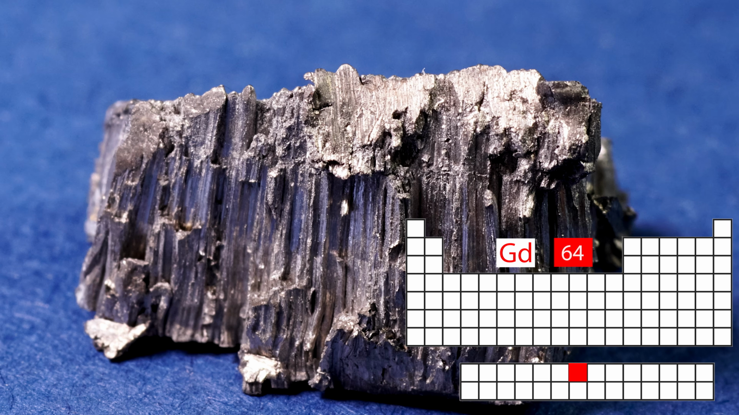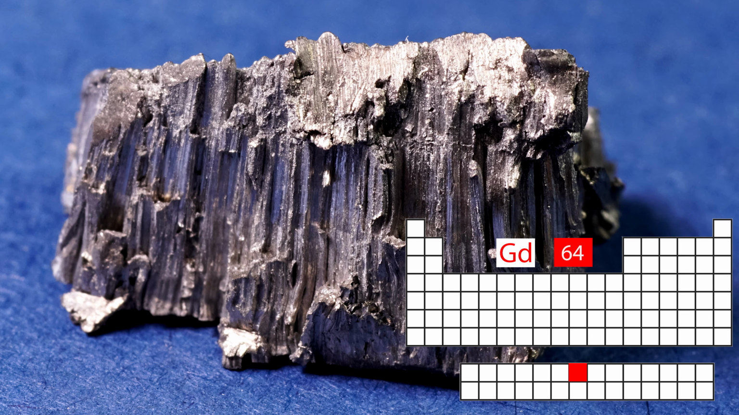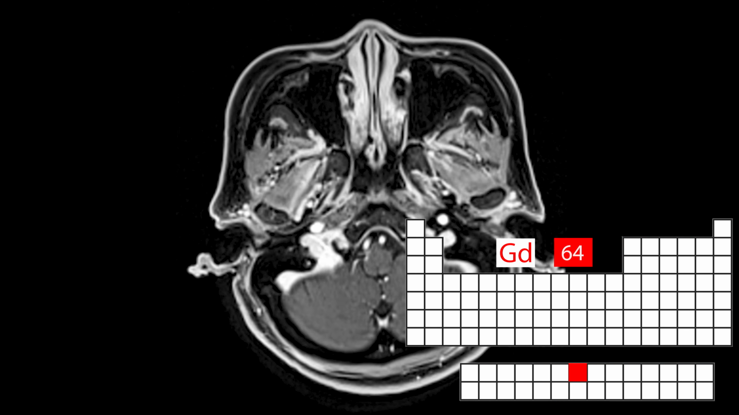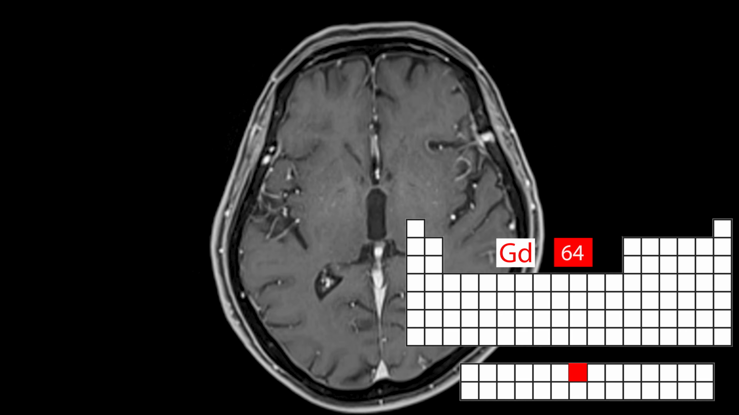Next up is element 64. It's gadolinium. It's used as a contrast agent in MRI scans. Here's a fun fact. It has a unique magnetic property that makes it valuable for studying magnetic refrigeration.